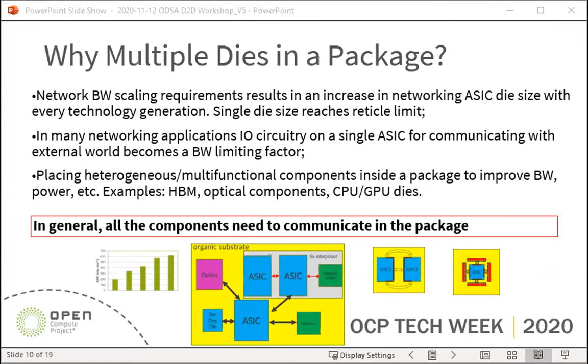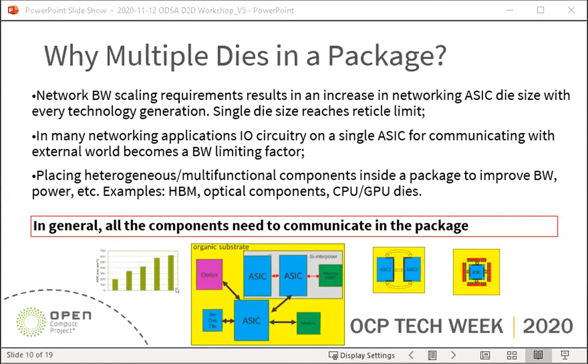In the lower left corner, you can see a plot, a green bar chart, of the area of five generations of Juniper ASICs. You can see a steady increase in the die size, and at a certain point it starts flattening because of yield issues and reticle size, which together are one of the major factors to look at packaging multiple dies in the package.